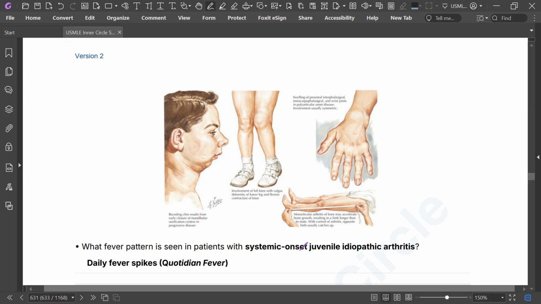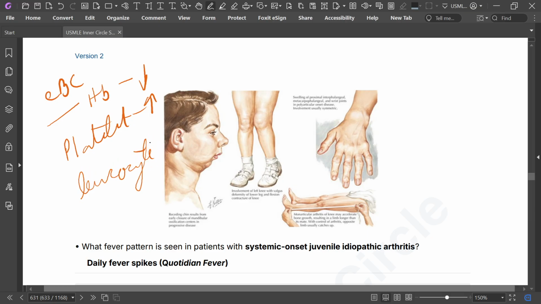Okay, how can we diagnose? We can do a CBC. In the CBC, hemoglobin is decreased as there is chronic inflammation. Platelets are increased, and there may be thrombocytosis. Leukocytes are increased, but can be normal in oligoarticular JIA.